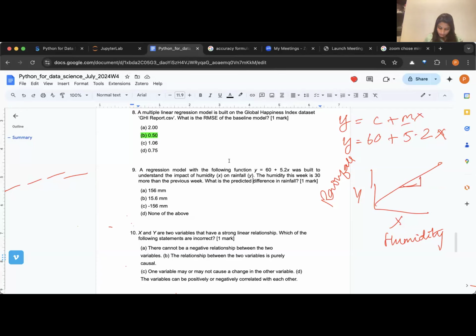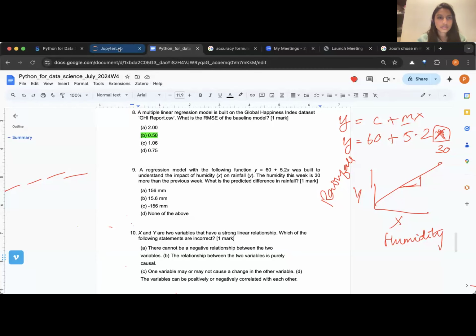But what is the question? Humidity this week is 30 more than the previous week. So x is basically 30. What is the predicted rainfall? They've given the x value as 30 and you want to predict y. It's straightforward: in place of x, you substitute 30. So 30 into 5.2 plus 60. That will be the y value.